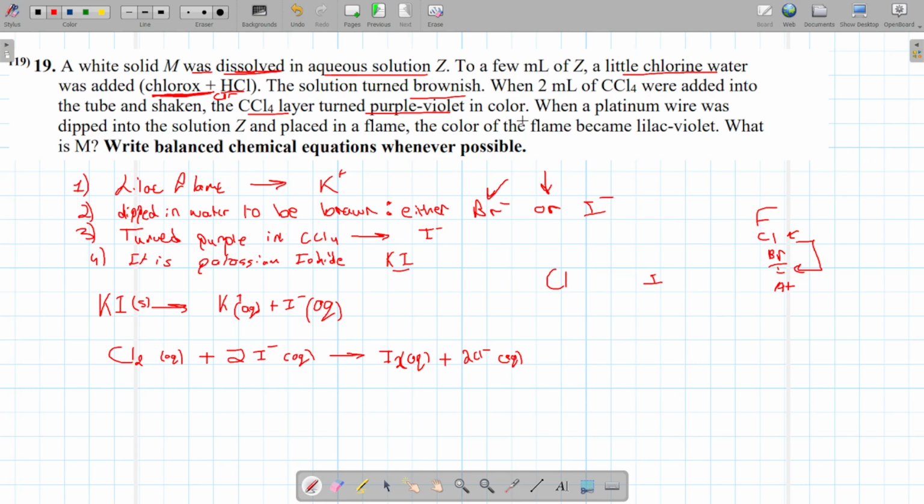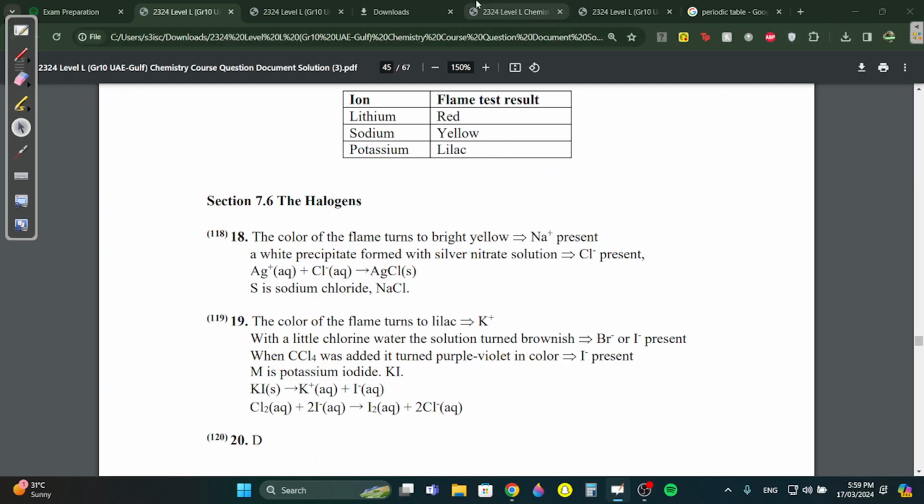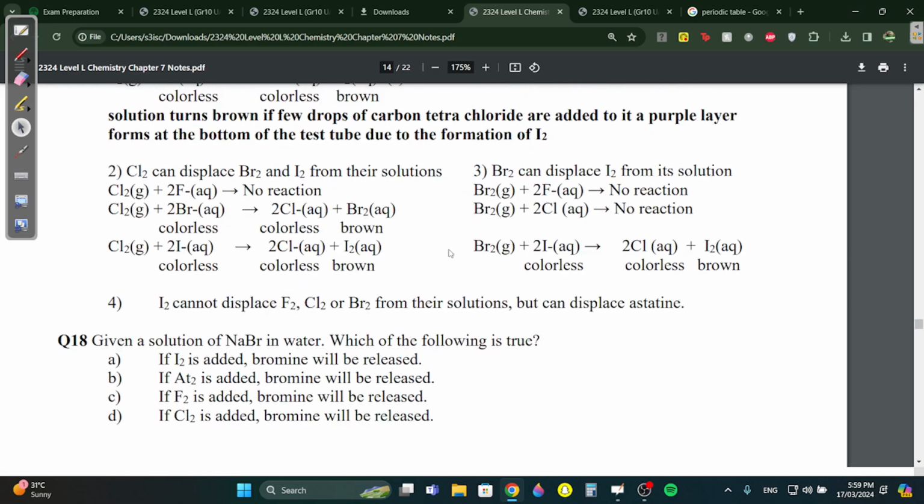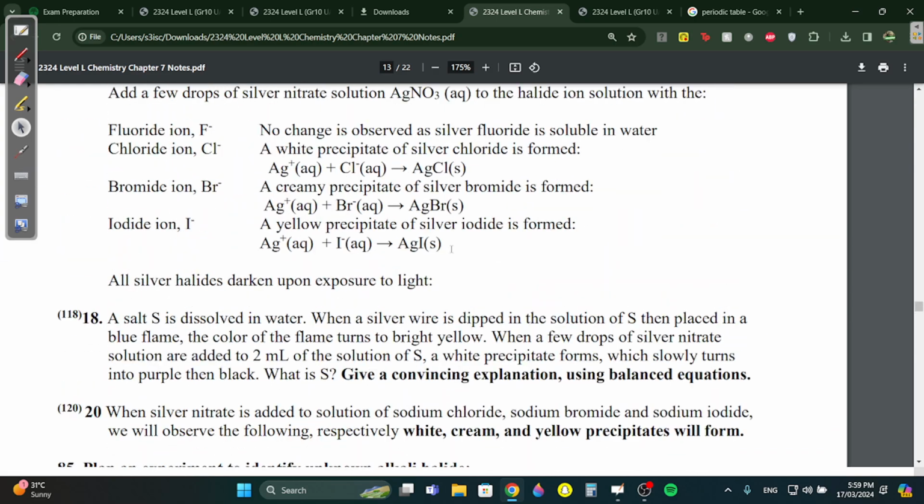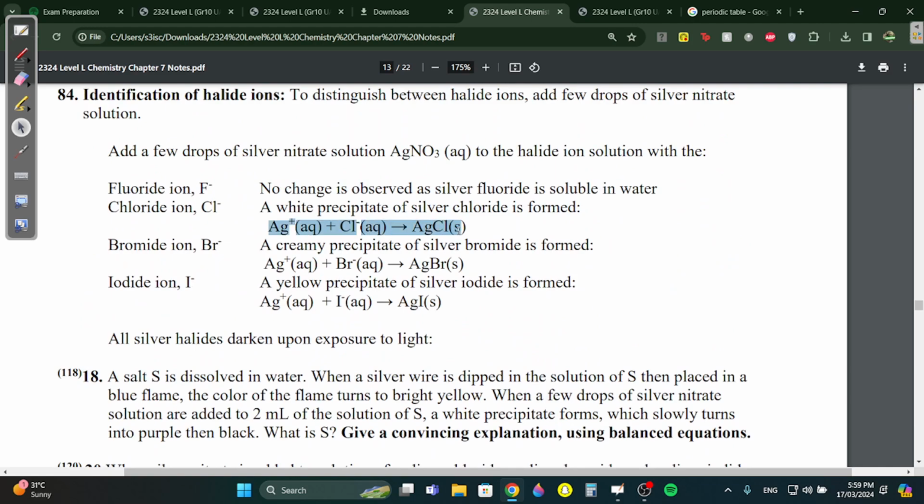And I think really, if they bring this, they're going to bring the same exact thing. They might change the lilac violet, maybe they put red, but they're going to get the same exact way of asking the question. Is there anything else I can give you guys here? I think they might ask you to write the equation for the halide ions: Ag plus and Cl minus, Ag plus and Br minus, Ag plus and I minus. They might ask you because they asked it a lot in the quiz.